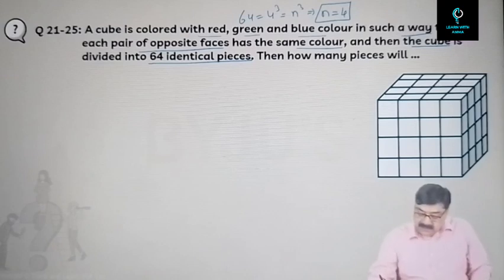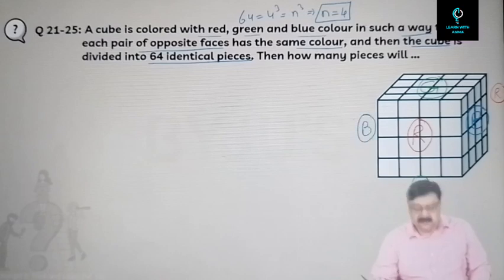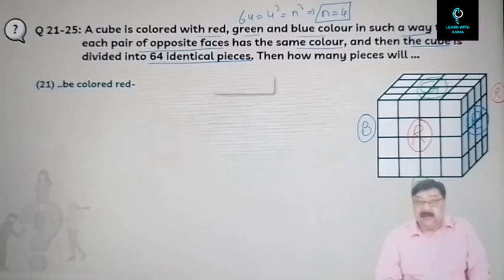So let us say that the front face is colored red, so the back will also be colored red. Top is colored green, so let us say the bottom will also be colored green. And right is colored blue, so left will also be colored blue. Then how many pieces will be colored red?